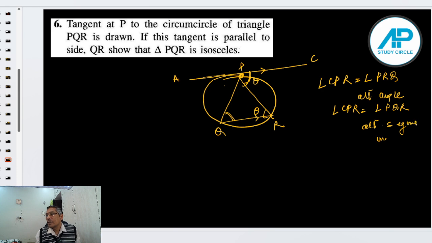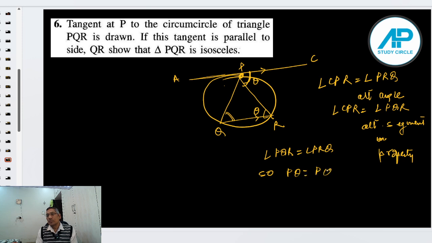Alternate segment property. So angle, so PQ equals PR. Triangle PQR is an isosceles triangle. So there are two properties.